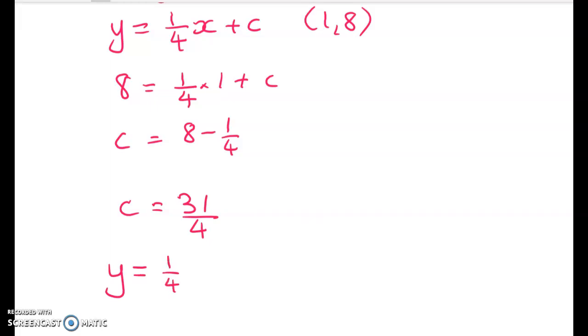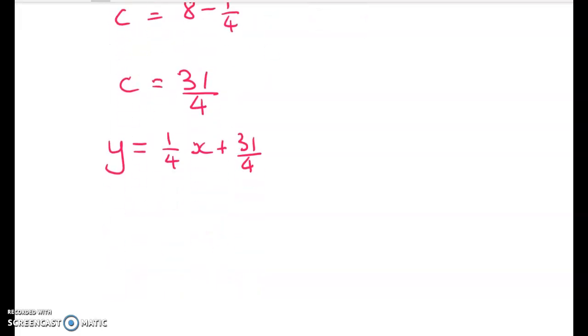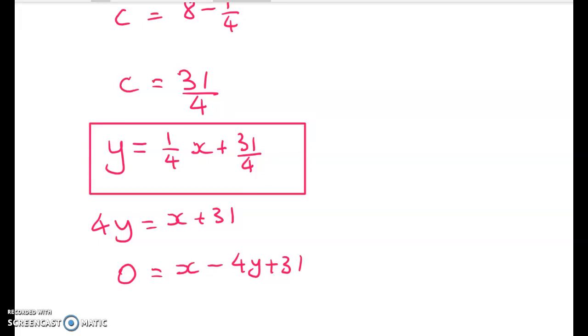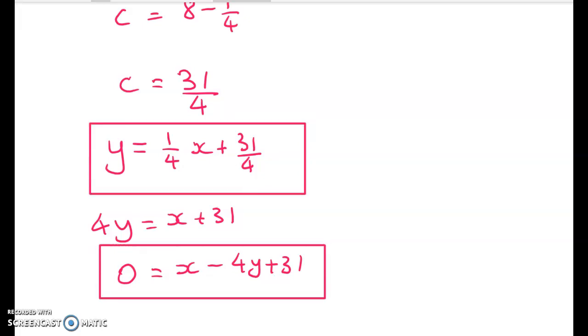The first way is just like that. The other way that you might want to write it is to times everything through by 4. So 4y = x + 31. And sometimes you'll see it written with 0 on one side. So x - 4y + 31 = 0. So any of those equations is just fine.